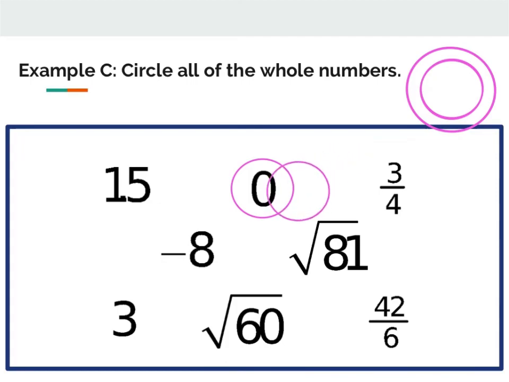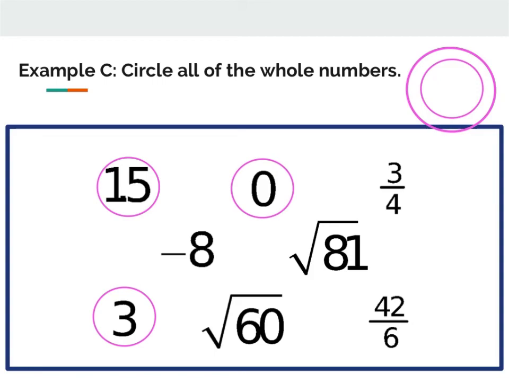15 is a natural number, so I know it is also a whole number. 3 is a natural number, so I know that's also a whole number. Negative 8's got a negative sign, so it's not a whole number. That's not going to work. 3/4 is a fraction. Can't have fractions in whole numbers, so that's not going to work. Square root of 60 is an irrational number because it goes on and on forever and never repeats.